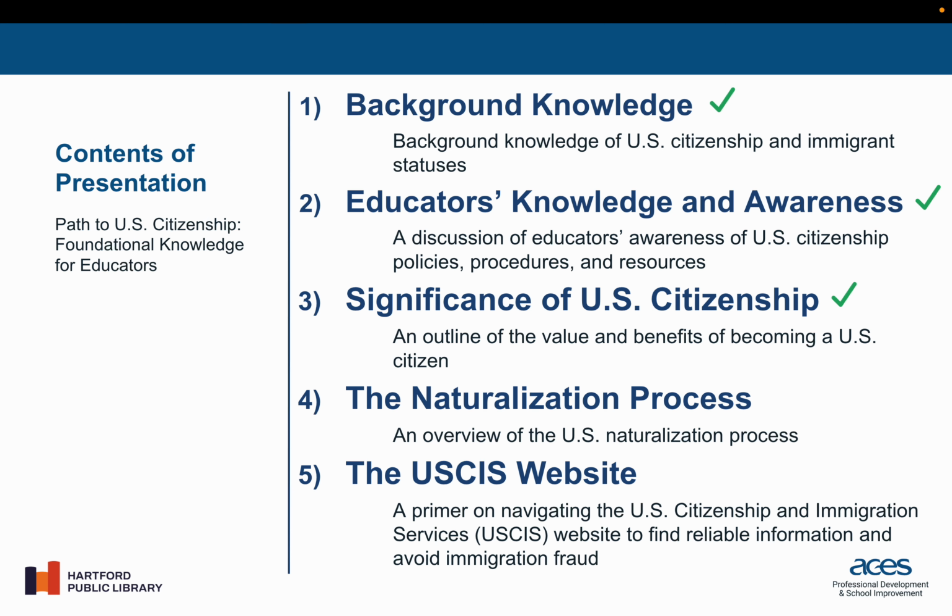In earlier modules, you learned background information about U.S. citizenship, including terminology of types of immigration statuses. You developed your awareness about U.S. citizenship policies and procedures and resources available to support students and families with preparing for the naturalization test. You also learned about the importance of becoming a U.S. citizen, including the values and benefits that go along with it. In this module, you're going to learn how to navigate the naturalization process.